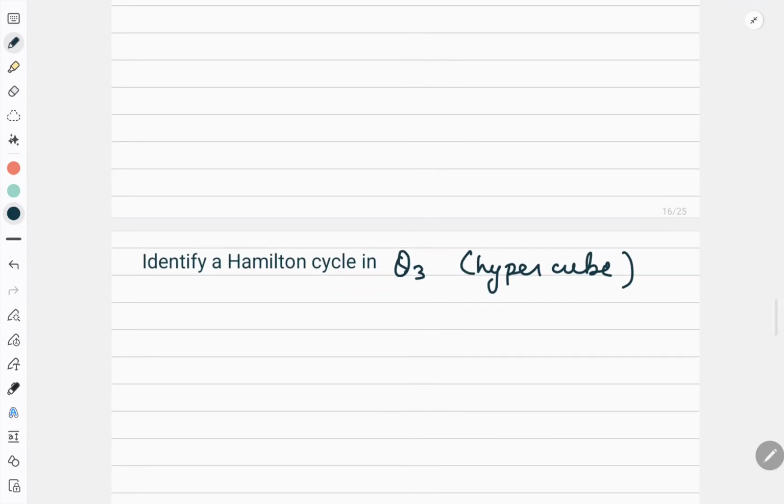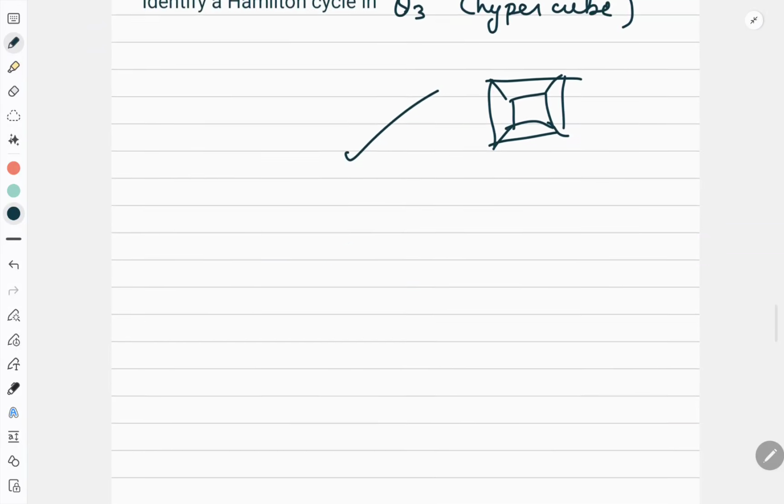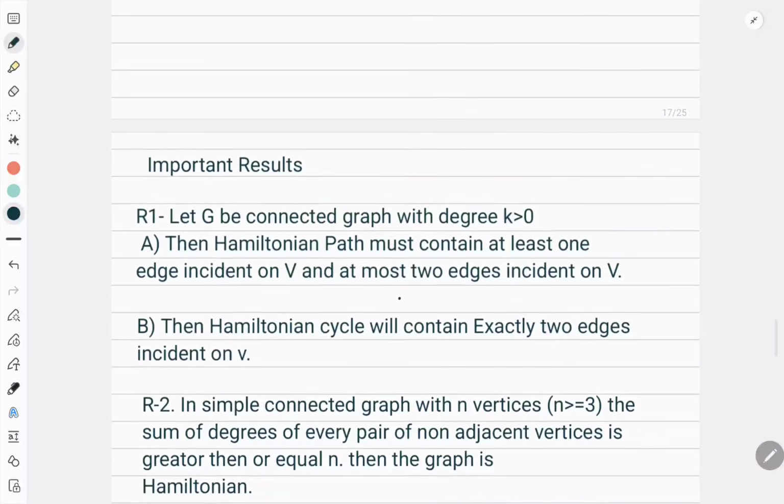Hypercube has a Hamiltonian cycle. This also I explained to you in the beginning with the definition. If you remember, this was the hypercube. So we have searched for the Hamiltonian cycle. So this is also done. Okay, now let's move to the next question.